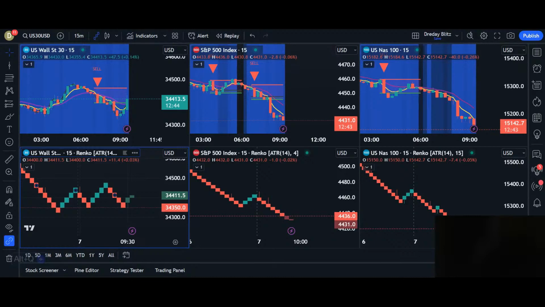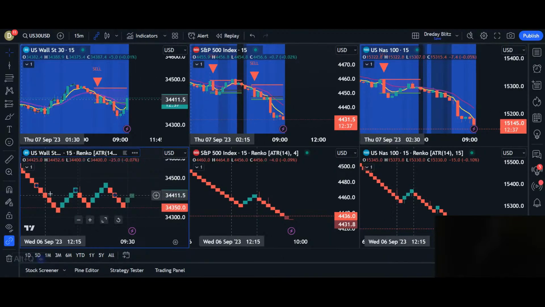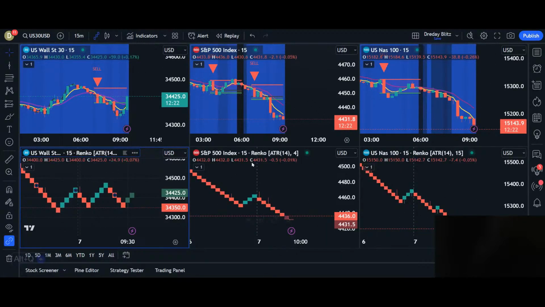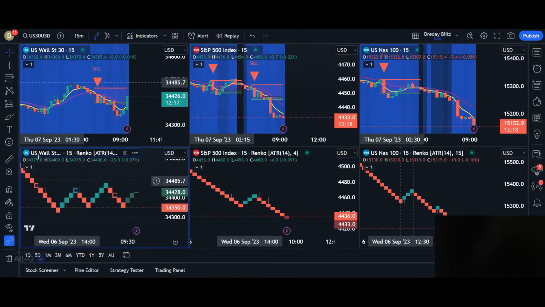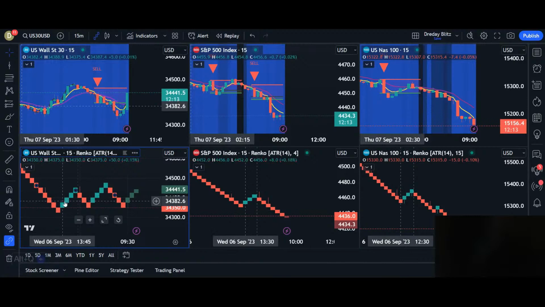And lastly, you have the Renko bars. The Renko bars are the bars here at the bottom. The Renko bars are not calculated by time. It's calculated by points, so it's really based off of movement in the market. As long as the Renko bars are going in one direction, that means the candlestick price should go in the same direction as the Renko bars.